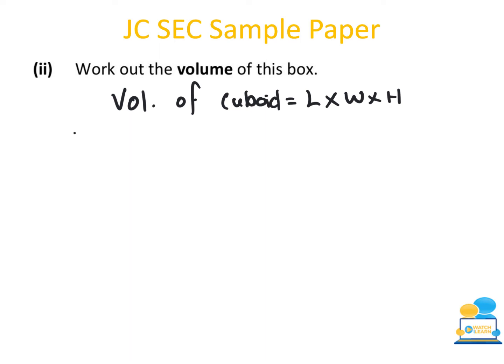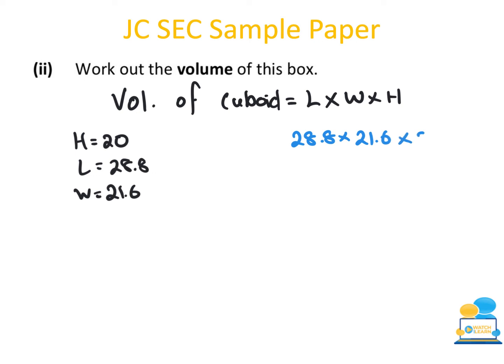So in the previous question, we said the height was equal to 20, my length was equal to 28.8, and my width was equal to 21.6. Inputting those into my formula, length 28.8 multiplied by width 21.6 multiplied by height 20, and popping that into my calculator gives me an answer of 12,441.6, and we were talking in centimeters and volume again, to the power of 3. You'll notice in this question they didn't say rounded to the whole number or rounded to the nearest 1 decimal place. That's probably just because this was a sample paper, they didn't have that.